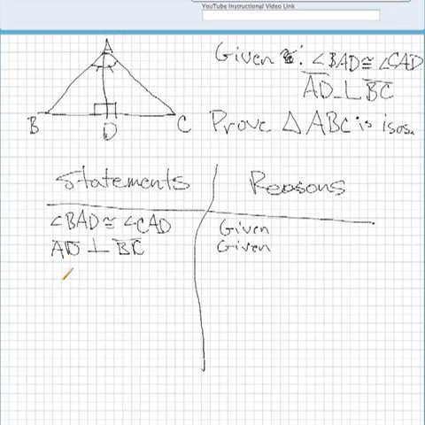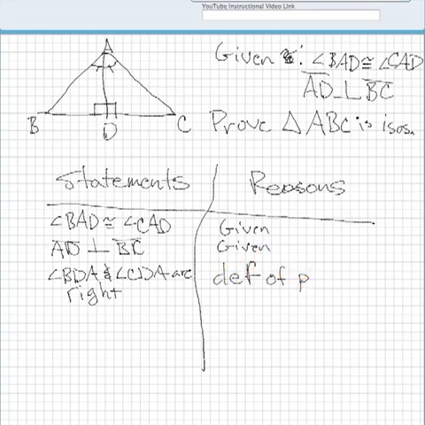Now from here we say, since these are perpendicular, we know that angle BDA and angle CDA are right. And that's the definition of perpendicular.